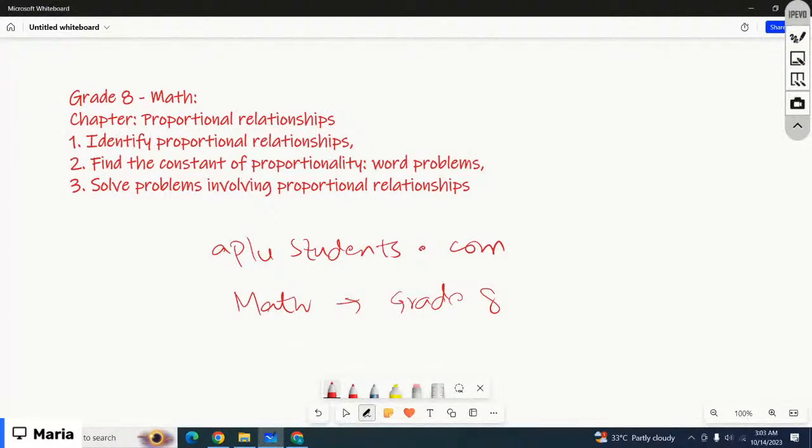So we are already working on the chapter proportional relationships. We have started this lesson last week. So today we are going to see how do we identify proportional relationships. What are the proportional relationships? We have already discussed in the last lesson. What do you know about the proportional relationships?